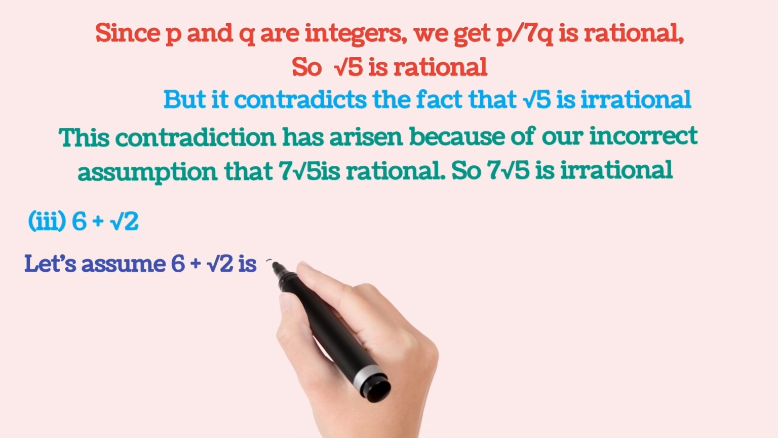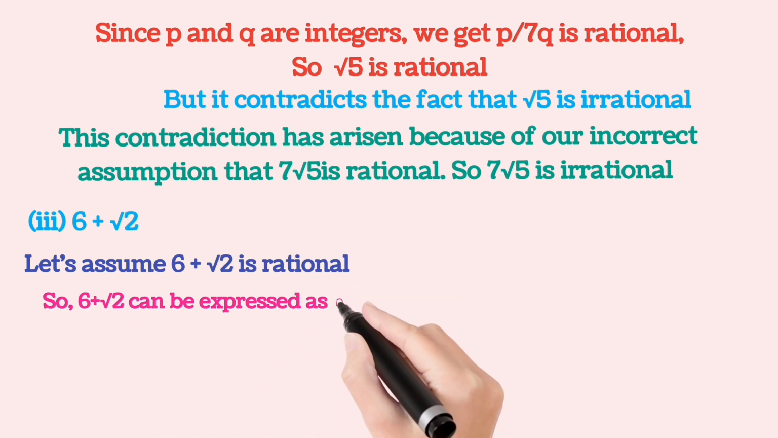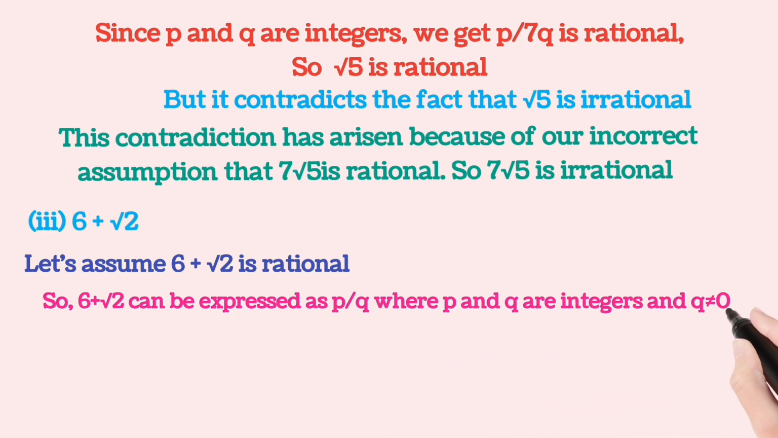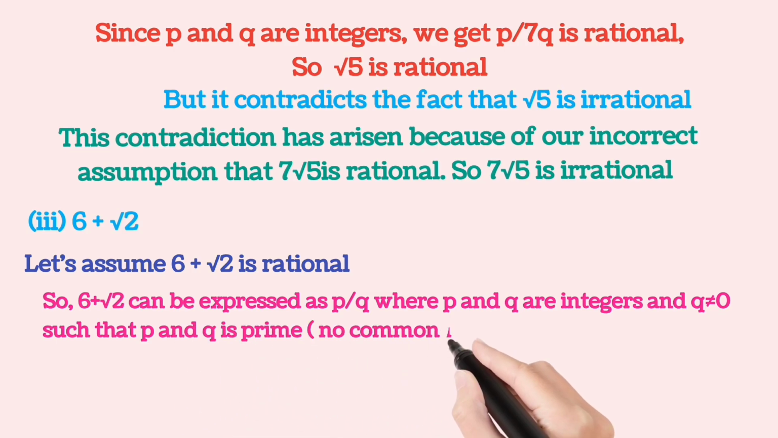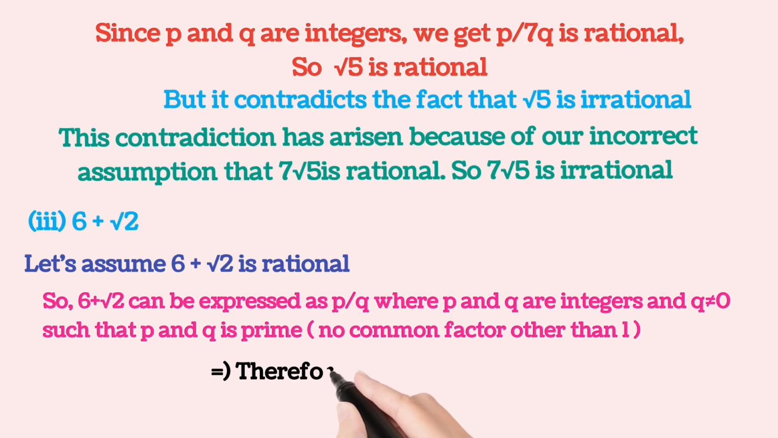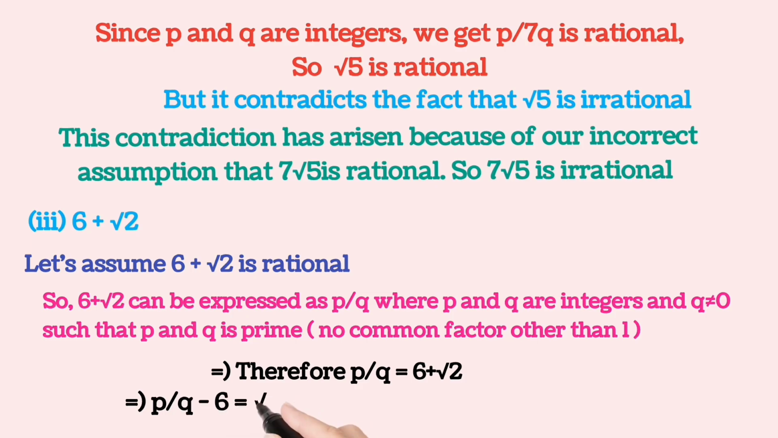Now third, 6 plus root 2. Let's assume 6 plus root 2 is rational, so 6 plus root 2 can be expressed as p by q, where p and q are integers and q not equal to 0, such that p and q are co-prime, no common factor other than 1. Therefore, p by q equals 6 plus root 2. Now p by q minus 6 equals root 2, that is p minus 6q whole divided by q equals root 2.